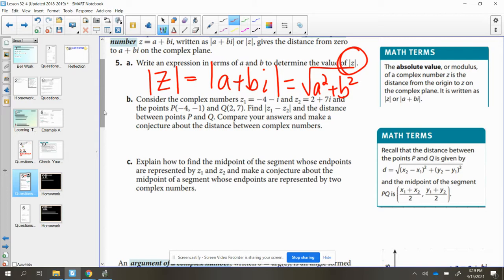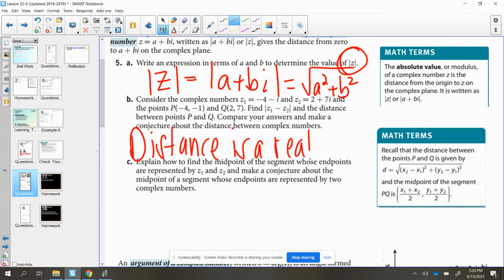Now, even though we are using imaginary pieces in our complex numbers, that distance is still going to be a real number. So even though we're using the b value from an imaginary component, your answer for your absolute value is always a positive real number because we're dealing with distance.